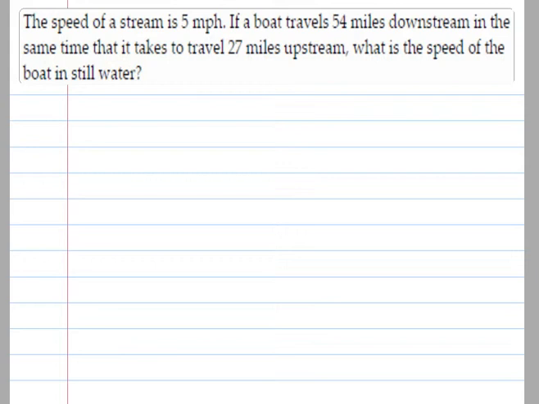Well, a really good first step in any word problem is to state the unknown. And since we're being asked to find the speed of the boat in still water, that is our unknown. So let's go ahead and start by letting x equal the speed of the boat in still water.